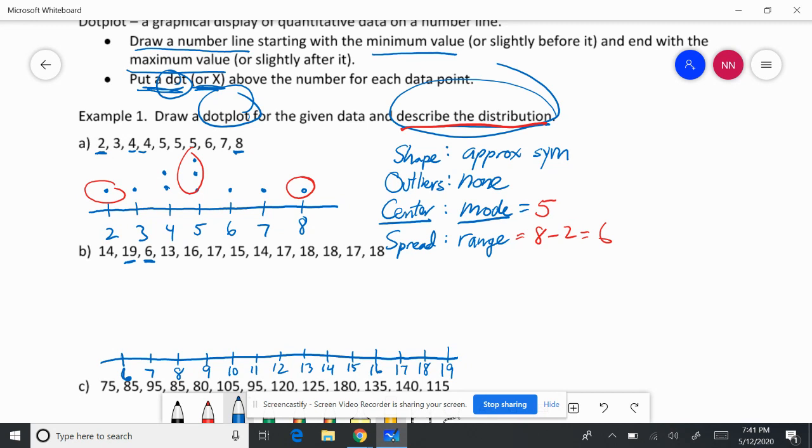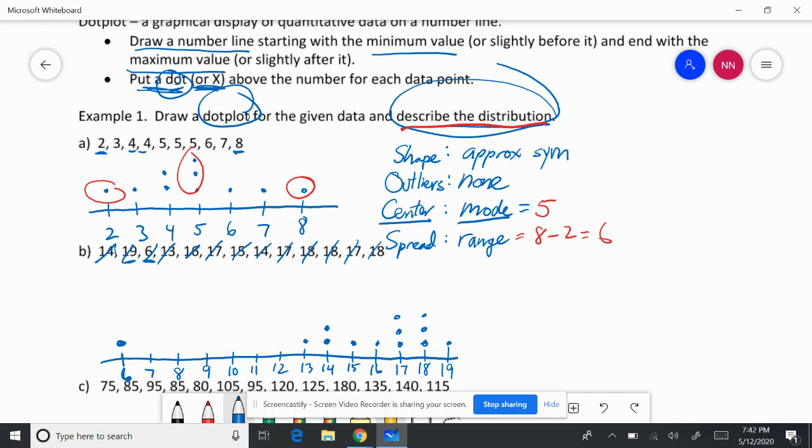So I'm just going to go in order so I don't get lost. I have 14, I have 19, I have 6, I have 13. Sometimes what I might do is I might cross it off so I make sure I don't make a mistake, skip one, or write it twice. 16, 17, 15, 14, 17, 18, 18 again, 17, and 18. So that right there is our dot plot.